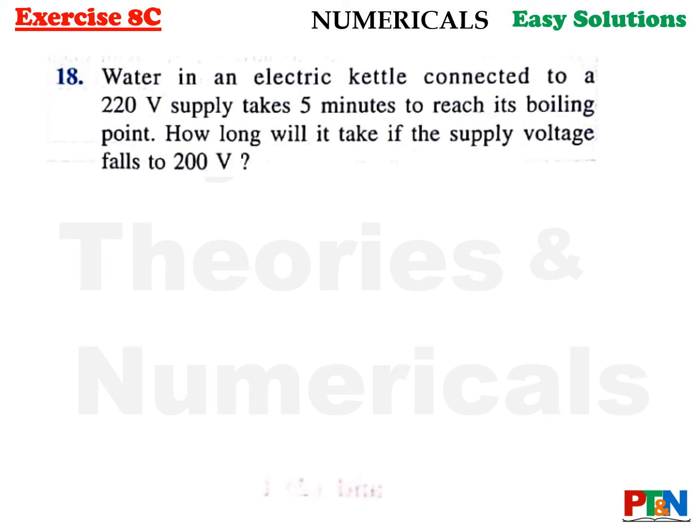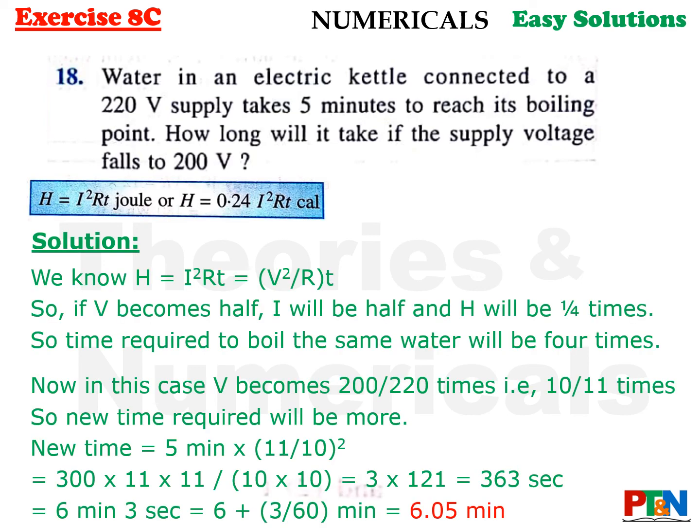Water in an electric kettle connected to a 220 volt supply takes 5 minutes to reach the boiling point. How long will it take if the supply voltage falls to 200 volt? Let's look at the solution. Formula is there, but H value has not been given. You don't require that. But same H has to be produced. So we'll go by ratio. So we know H is equal to I square RT, that is V square by R into T.